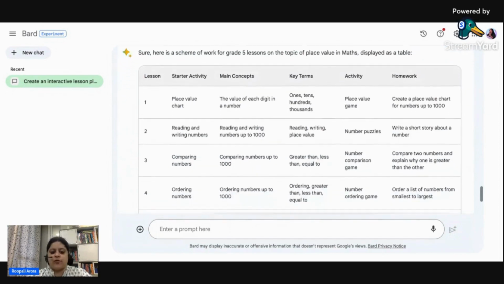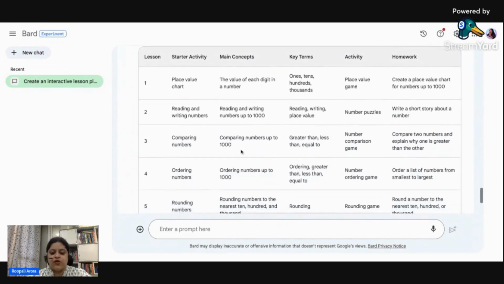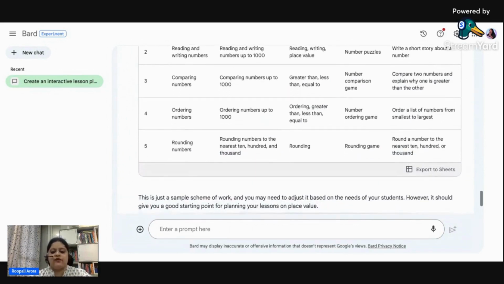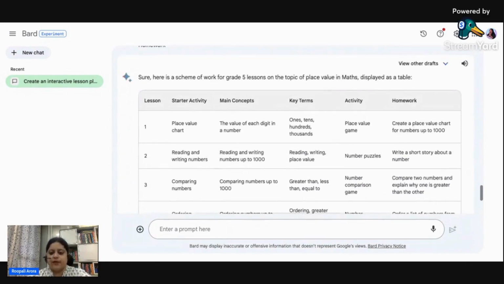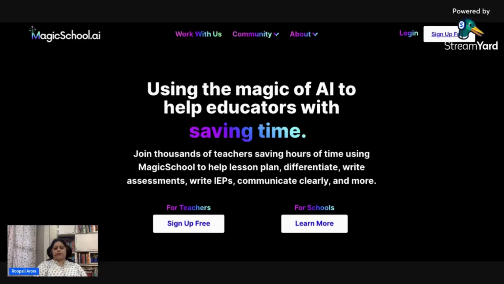So if my topic is, say, comparing numbers, my main concept is how I'm comparing the numbers up to 1000. The key terms would be greater than, less than, equal to. The activity can be a number comparison game. And the homework is that students have to compare two numbers and explain why one is greater than the other. So that's how we have a lot of ideas given by Bard, in a proper tabular format, as per the result that I expected.